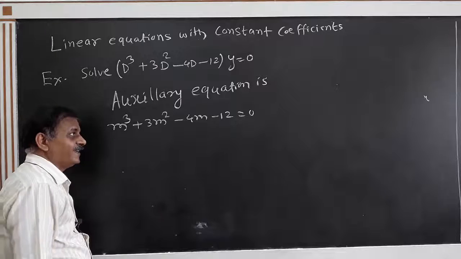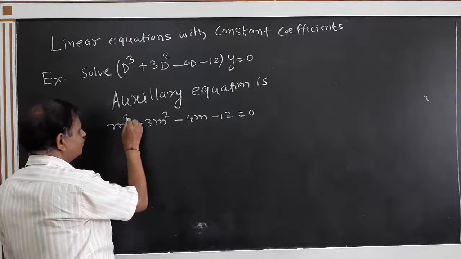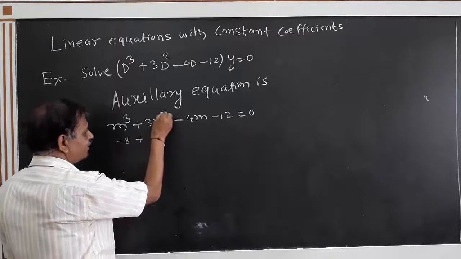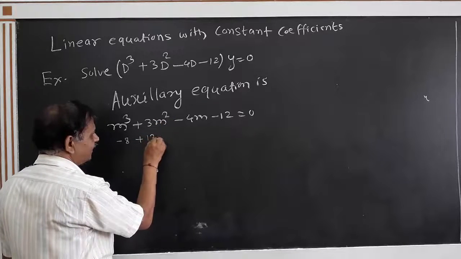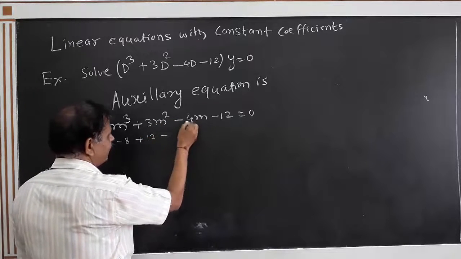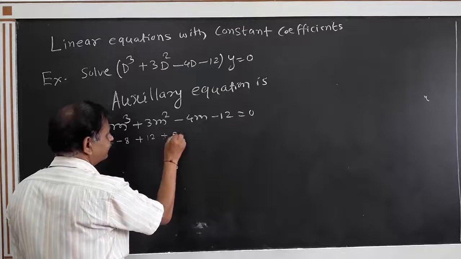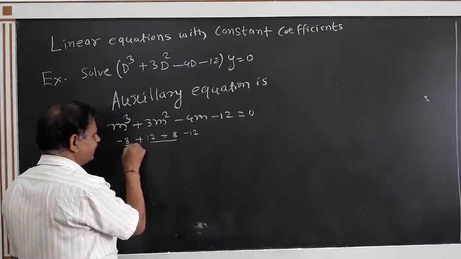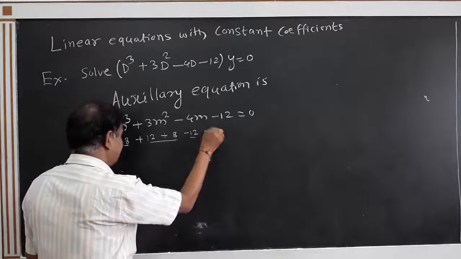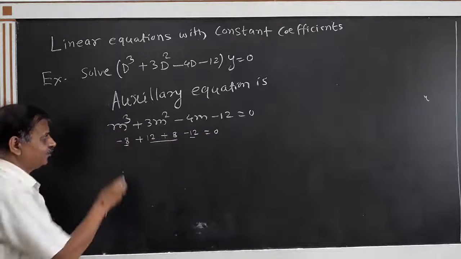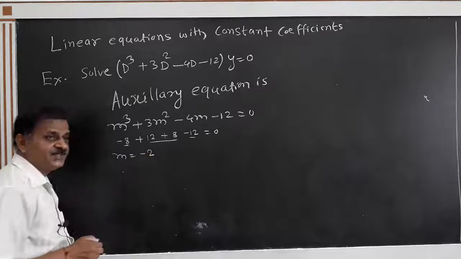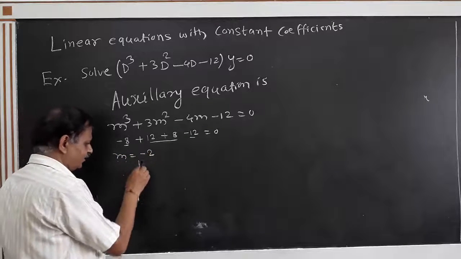If you take m equal to minus 2: cube is minus 8, minus 2 square is plus 4, 4 into 3 is 12, minus 2 into minus 4 is plus 8, and minus 12. 12 and 8 is 20, 8 and 12 is 20, 20 minus 20 is 0. Therefore, m equal to minus 2 is the first root of this polynomial equation.